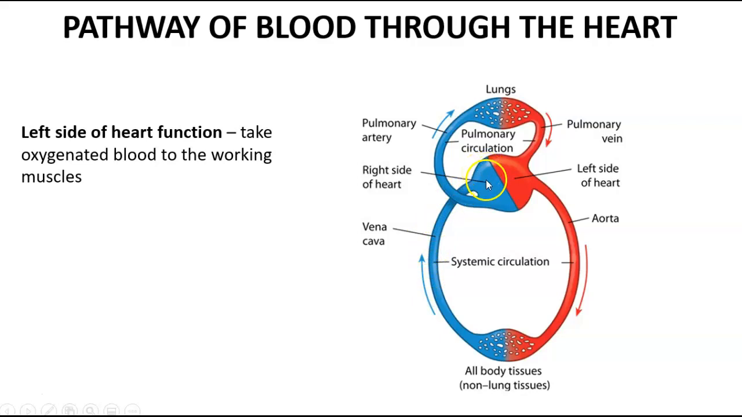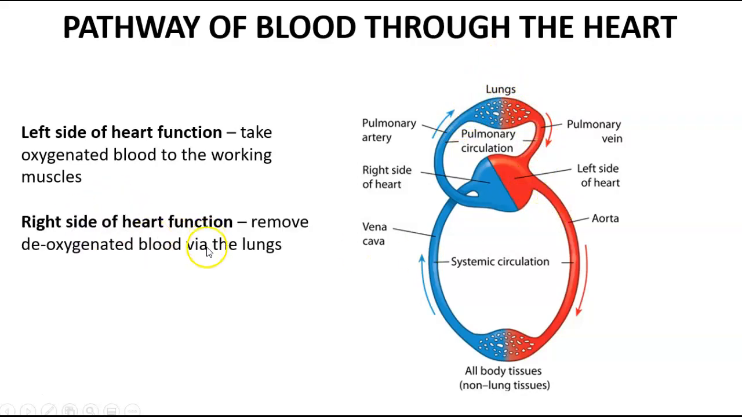Okay, that then passes through the tricuspid valve into the right ventricle, and then it goes out through the pulmonary artery back to the lungs. We breathe that out, get more oxygen in, and then it carries on again. So that is the process that would happen. The right side of the heart's function is to remove the deoxygenated blood via gaseous exchange, breathing out via the lungs. So that is our focus there.